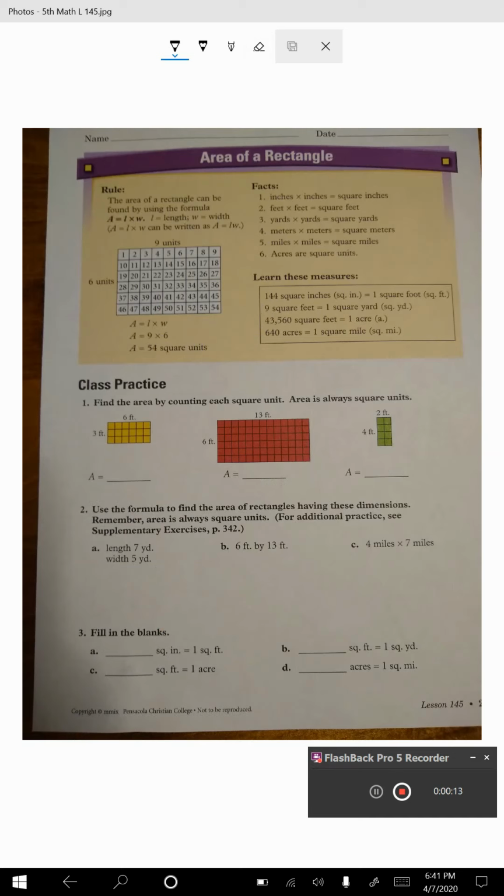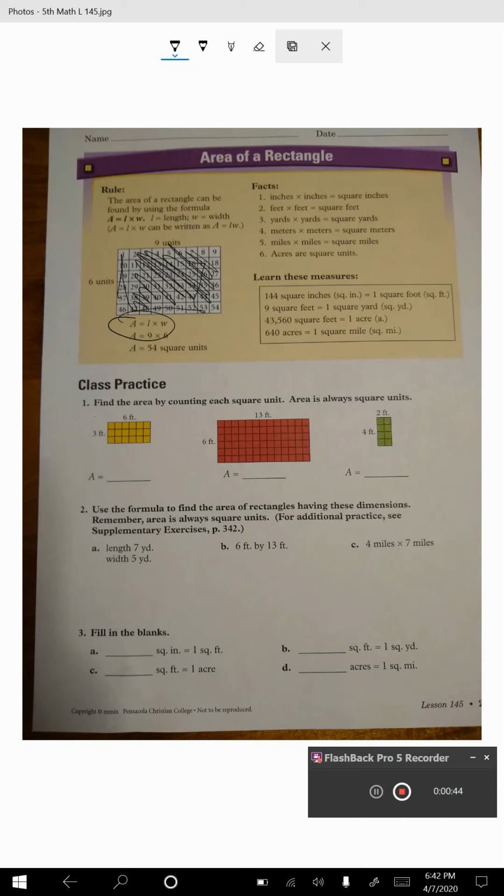Alright, today we're doing the area of a rectangle. Remember we talked about the area is this spot inside, right? And what we do is we multiply our length and our width to get how many square units are inside our shape. So we have this formula for rectangles. Area equals the length times the width.